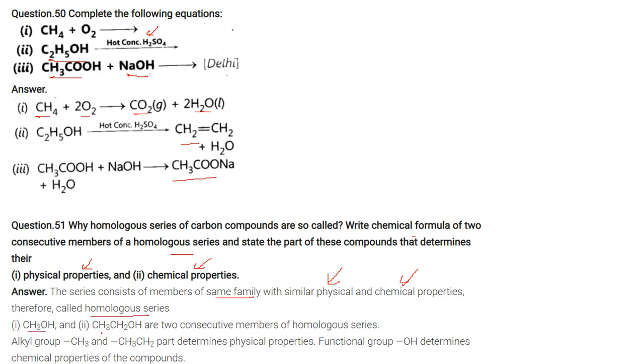CH3OH and CH3CH2OH, these are two consecutive members of the homologous series. Alkyl group, the CH3CH2 part, this determines the physical properties, right? Here, if you see this CH3, it is determining the physical properties, while in this the OH group is determining the chemical property of the compound.